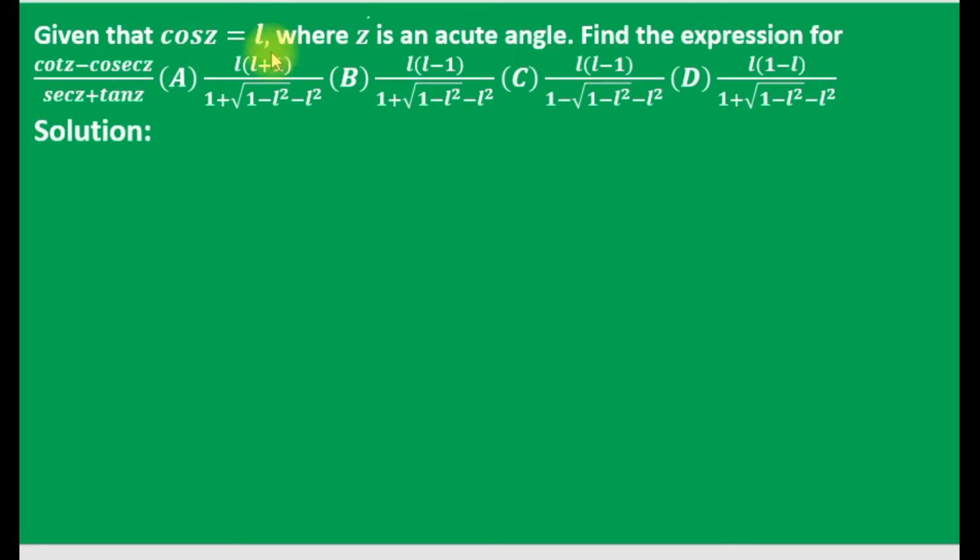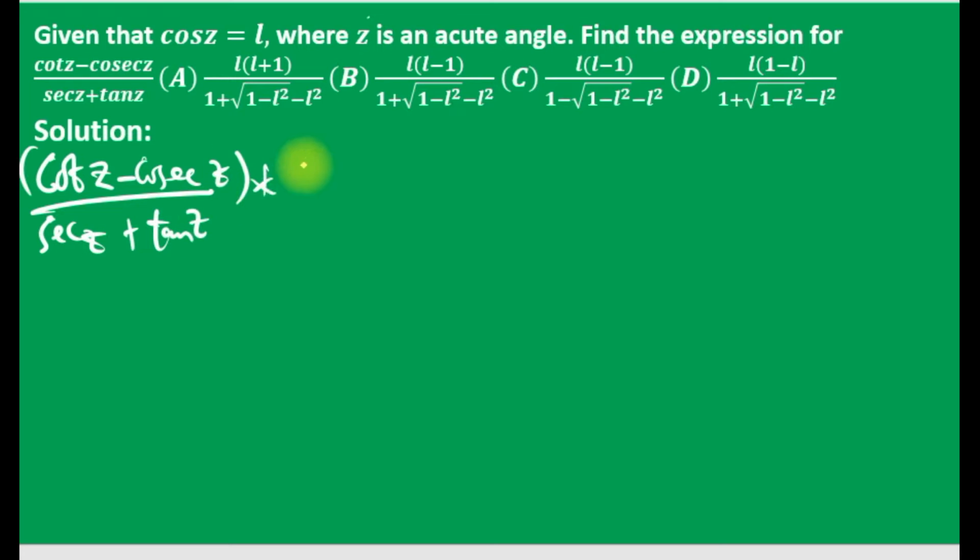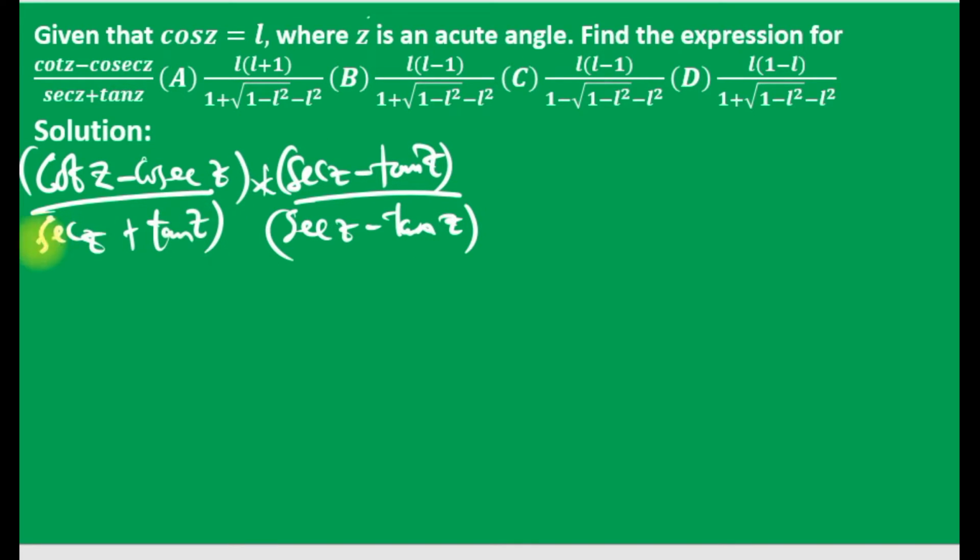We are given that cos z is L, where z is an angle. We are asked to find an expression for this. So we'll rationalize. Let's multiply the numerator and denominator by the conjugate of the denominator. So we multiply (cos z minus cosec z) over (sec z plus tan z) by (sec z minus tan z) over (sec z minus tan z). This is a way of rationalization so that we can simplify.